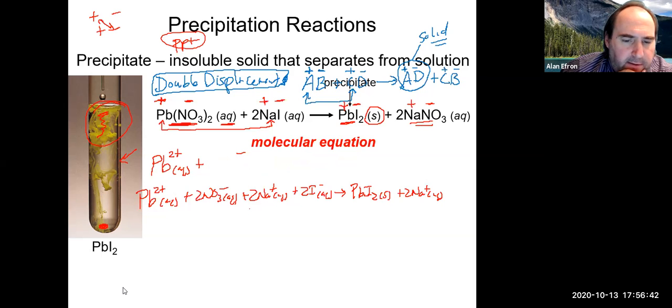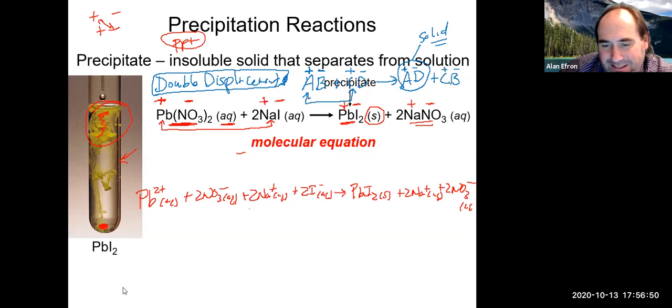Paste that there. And pop in my last guy there, 2NO3 minus, slightly better.